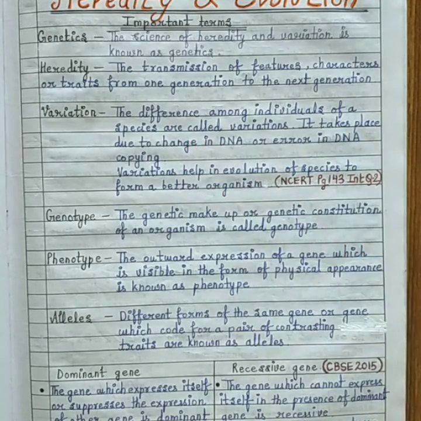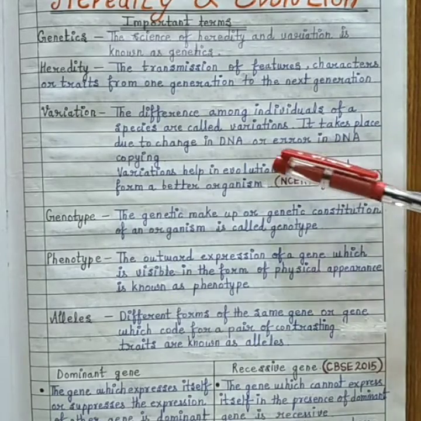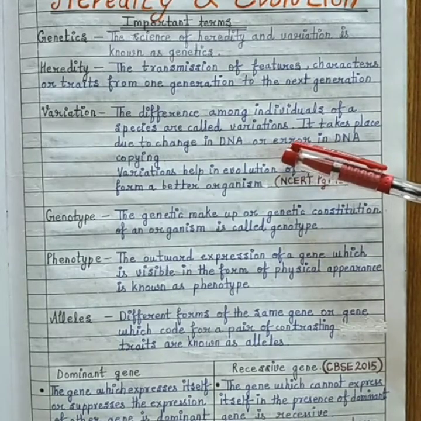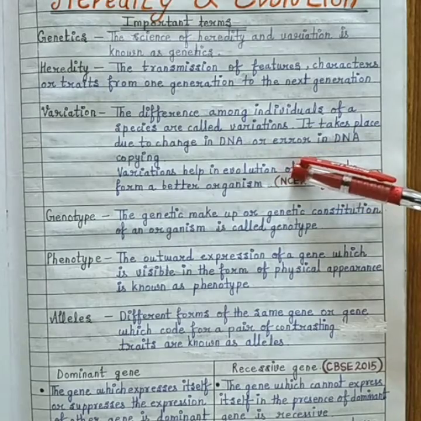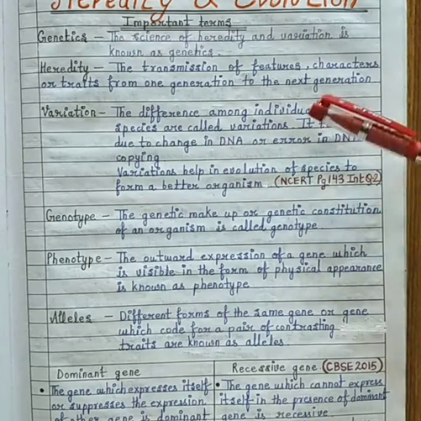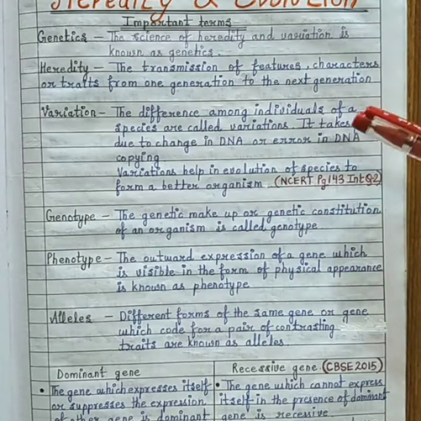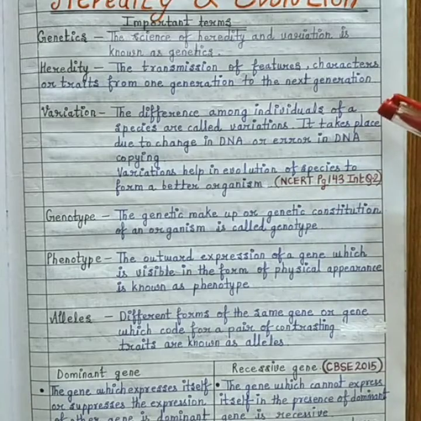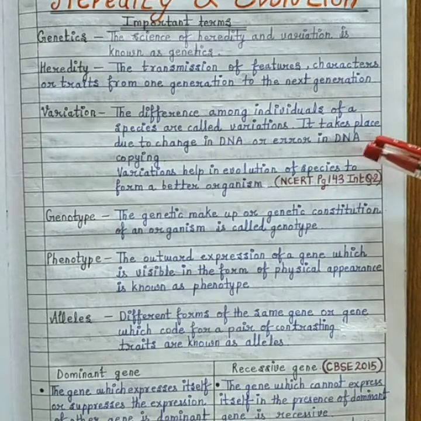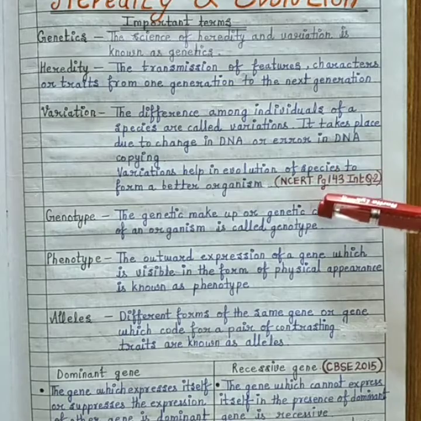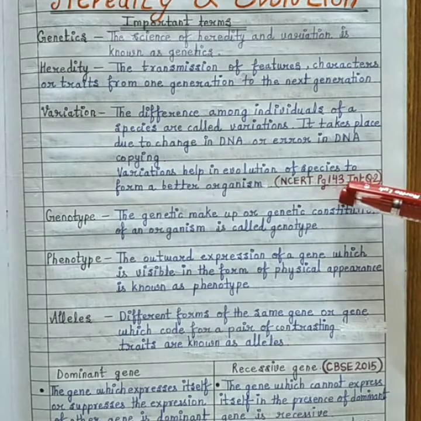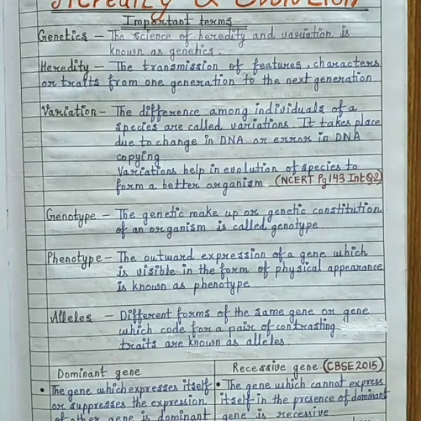And variation helpful भी होता है. Variation helps an organism in evolution. किसी भी species के evolve करने में, evolution में, उसके better organism बनने में responsible होता है variation. So difference among individuals of a species is known as variation. Why does it occur? It occurs due to change or error in DNA copying. And variation helps the evolution of a species to become a better organism. ये किसी भी species के evolution में help करता है so that the species becomes a better organism.